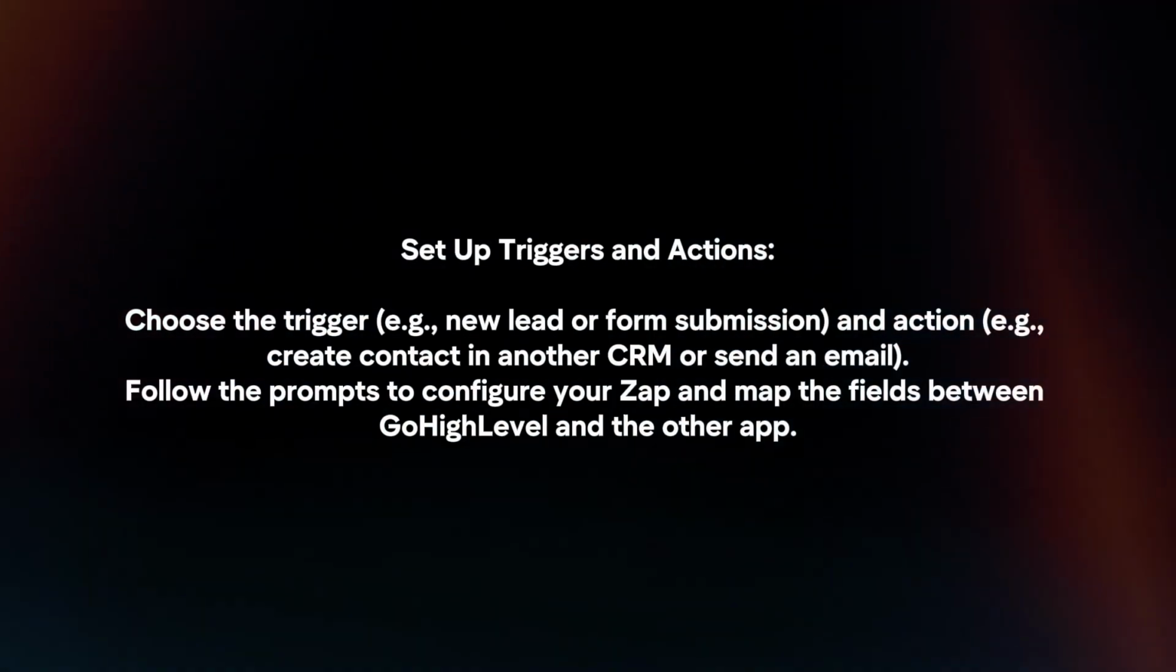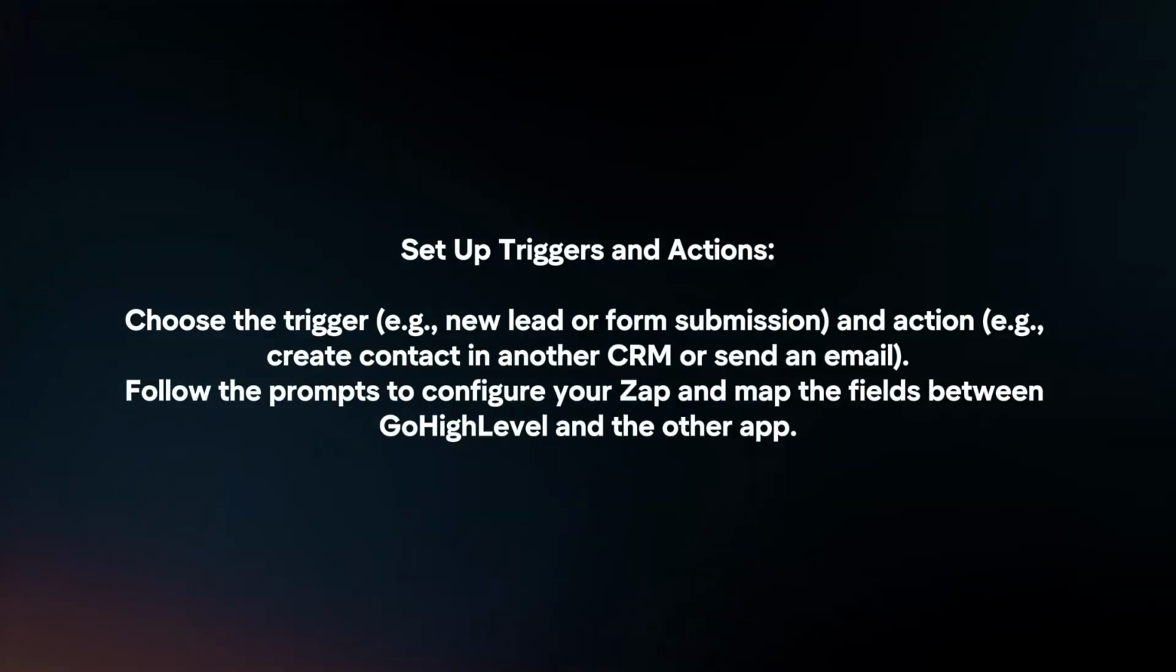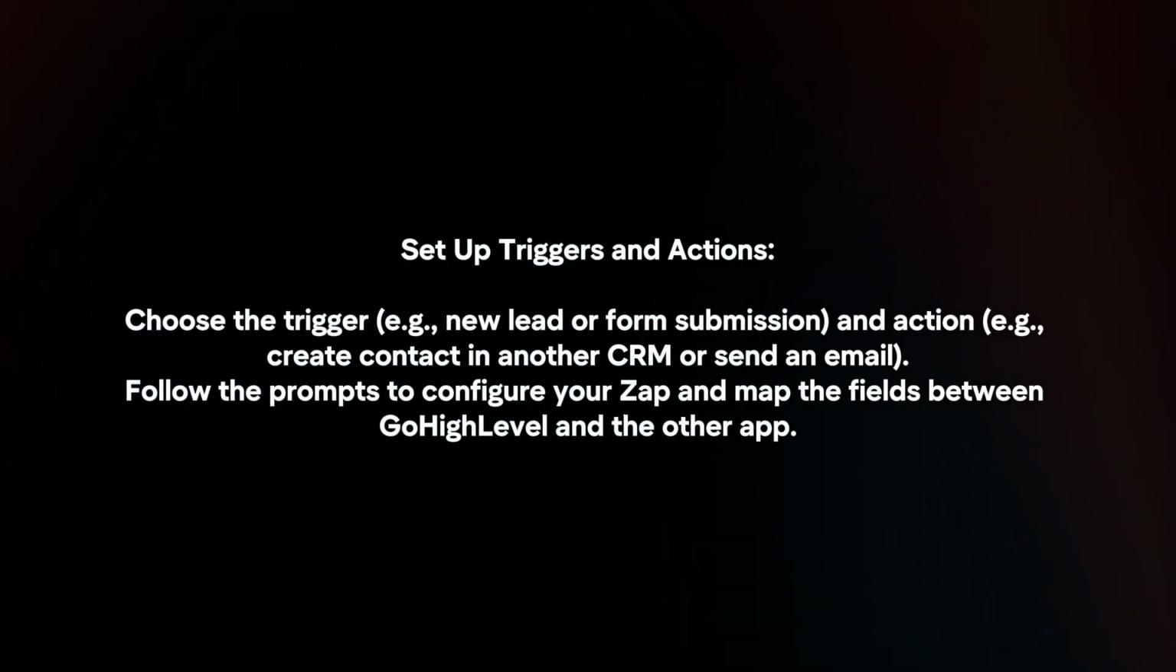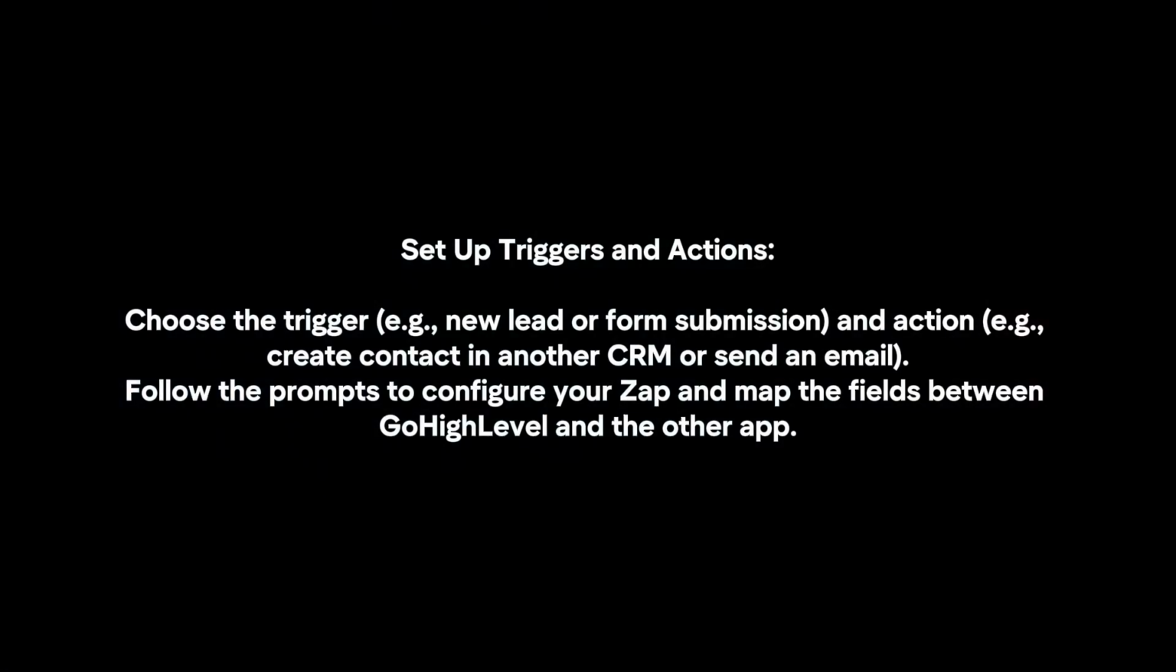Set up triggers and actions. Choose the trigger and action. Follow the prompts to configure your Zap and map the fields between GoHighLevel and the other app. Test and activate. Once set up, test the integration to ensure everything works as expected. If successful, activate your Zap.